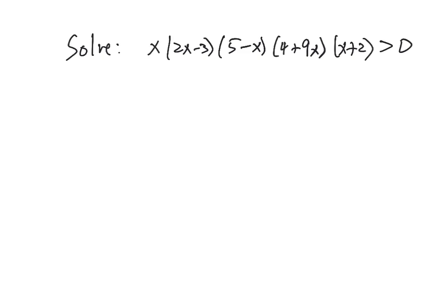Well, once again, look carefully. All these factors are first degree polynomials. They all will change sign at exactly 1 point. On either side of that point, they never ever change sign, the individual factors. So all we have to do is find the sign change points. I'll write them down below: 0, 3/2, 5, negative 4/9, and negative 2.